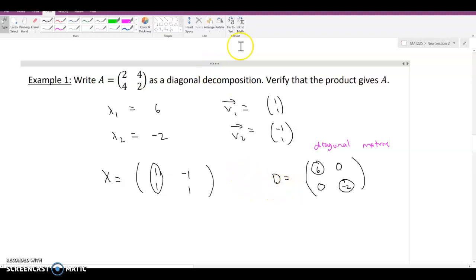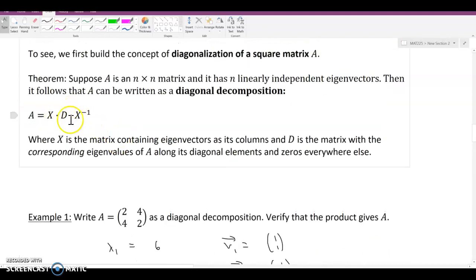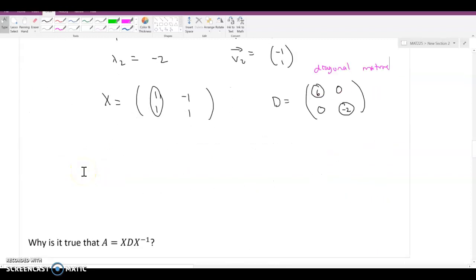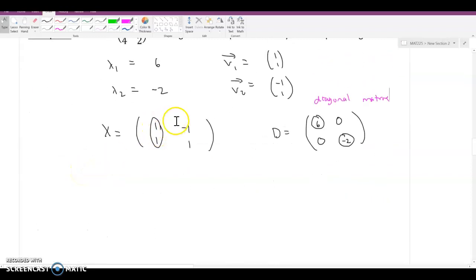So with our diagonalization problem here, we're working on building the diagonal decomposition, which says again that as long as you have n linearly independent eigenvectors, then A can be decomposed into a product of three matrices. So we do see that (1, 1) and (negative 1, 1) are linearly independent. We see that there's no scale factor that gives you one from the other, and therefore they are linearly independent.